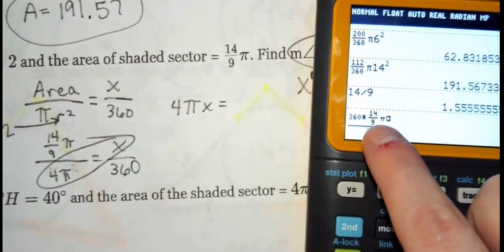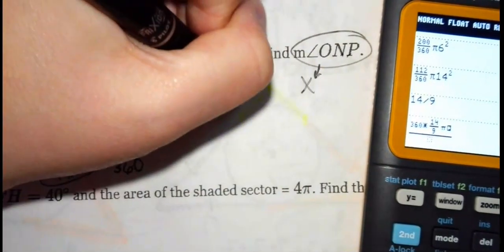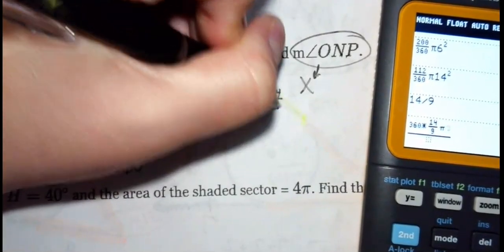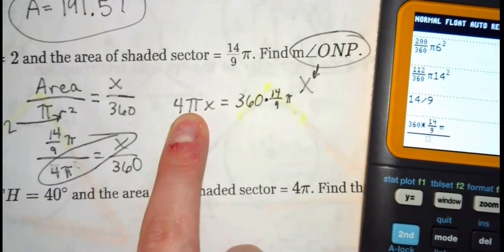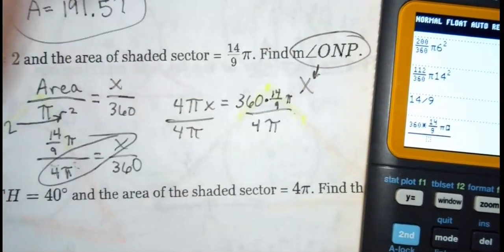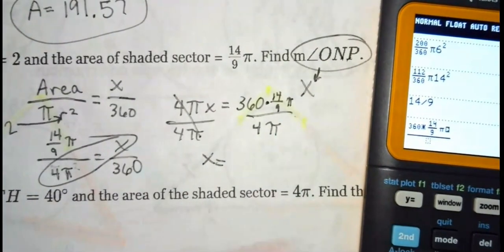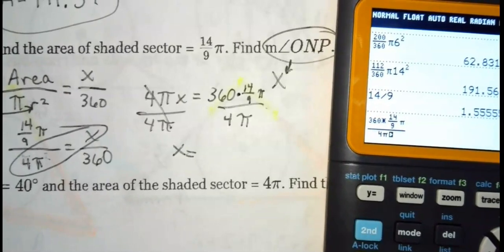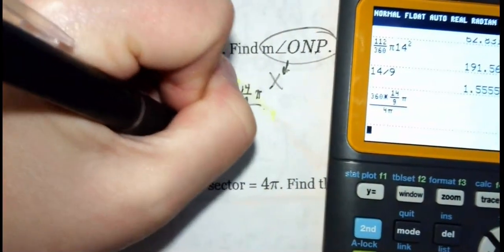So y'all see what I have on the top here? Alright. And that's this. And then in order to solve for x and get it all by itself, you're going to divide by 4 pi. So I know this looks crazy, but you're really just cross-multiplying and plugging this stuff into the calculator. And then you're going to divide by 4 pi, and you're going to end up with a whole number. You're going to get 140.